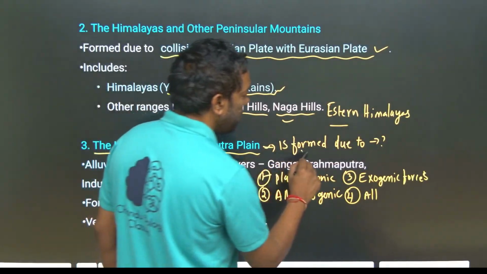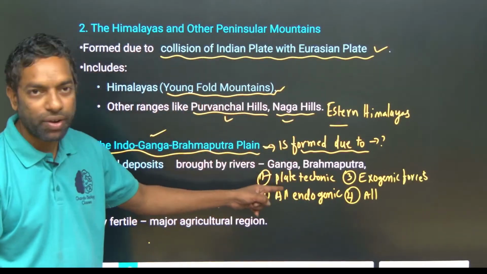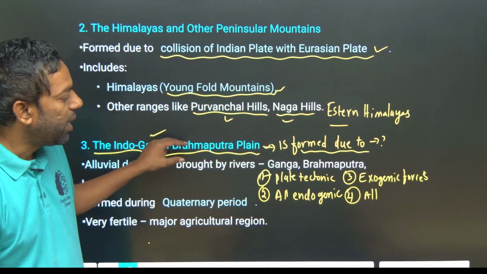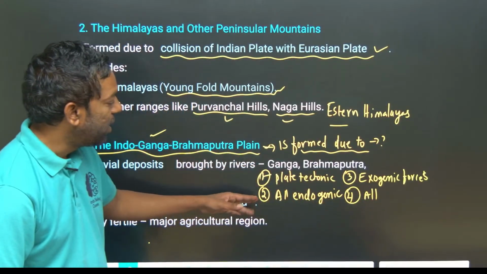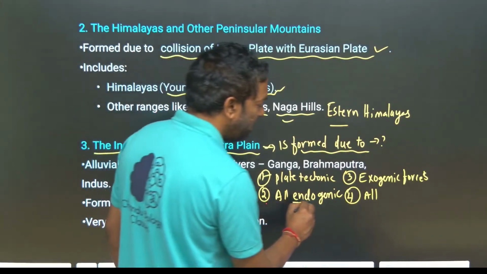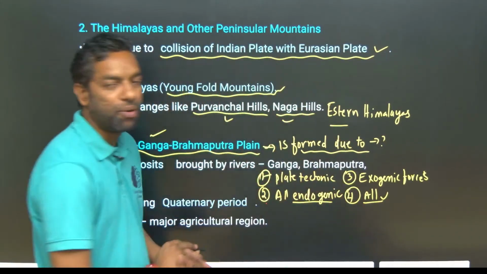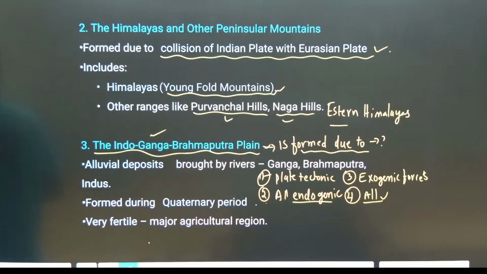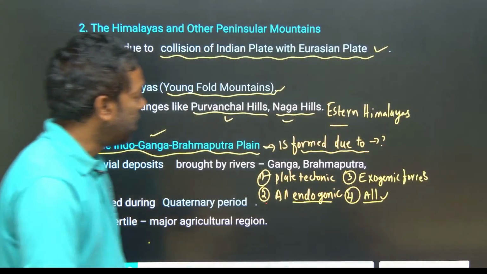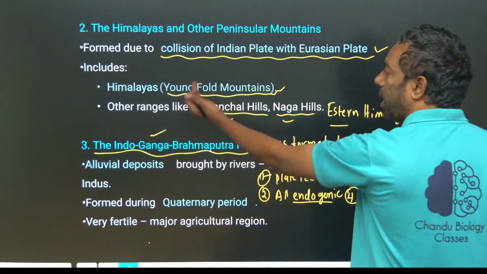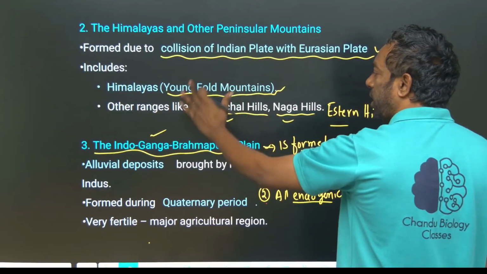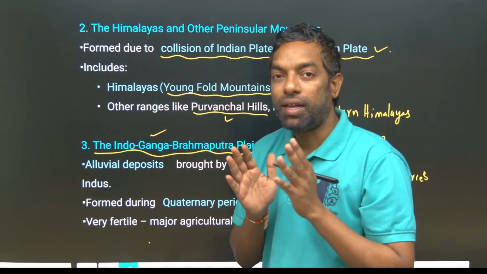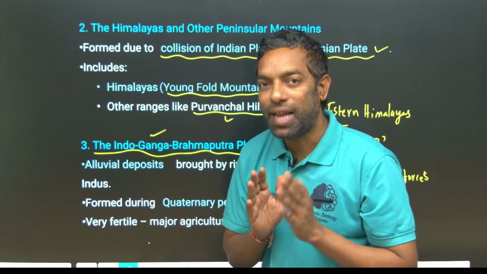This is the question. First is plate tectonic activity, because of which the Indo-Gangetic plain is created; second, exogenic forces; here, all endogenic forces; and all of the above. Which one is correct? You have to comment it, guys. Just look here. The Himalayas, young folded mountains, and the eastern Himalayas all together formed with convergent boundary activity, plate tectonic activity.